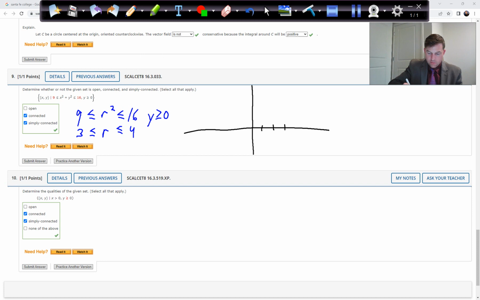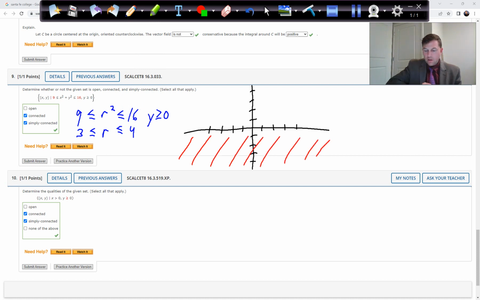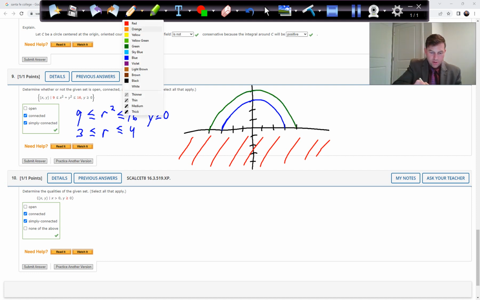1, 2, 3, 4. And now y greater than or equal to 0 is going to completely eliminate the lower half. So we're only going to have a half circle, with radius 4, and this will be what we call region D.